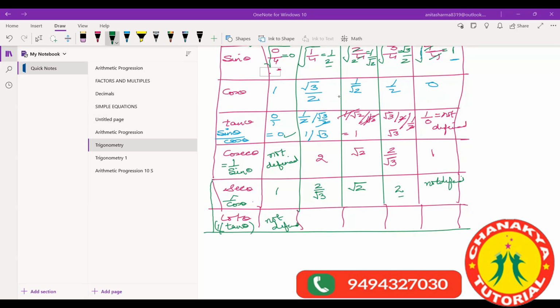Siddharth, tell me, beta. Reciprocal of 1 upon root 3. Root 3. Yes, very good. Sudhamshu, reciprocal of 1 upon root 2. Sorry, reciprocal of 1 is 1. Good. Siddhishri.